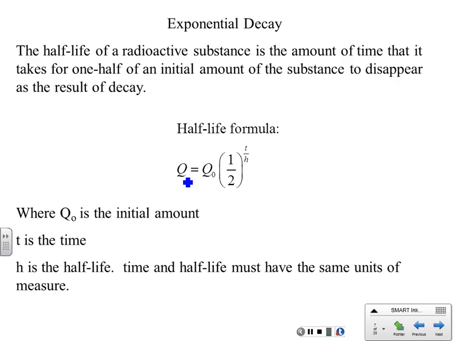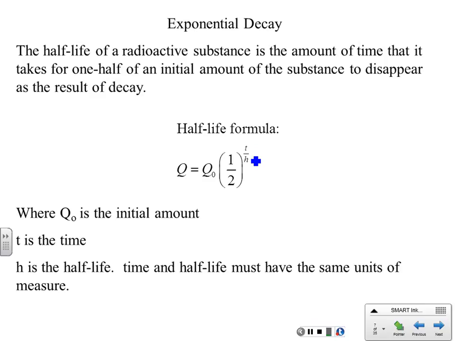You have Q, which is the amount. Q is going to be your amount after we've used the half-life formula. Q sub O is your initial amount. That's how much you're going to start with. Times 1/2 raised to T, which is your time, over H, which is your half-life.